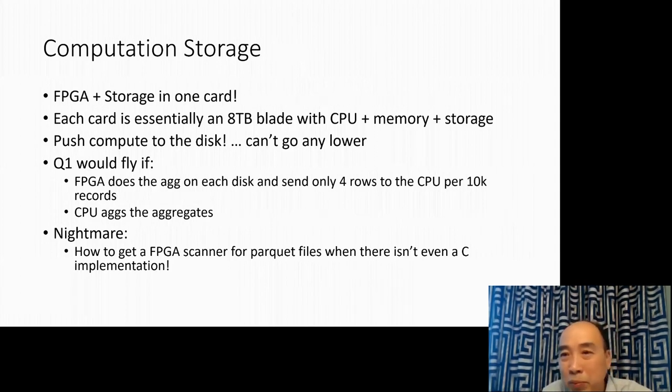So now you can really push the compute to the disk, and you cannot go any lower than that. Our idea is to let the FPGA run aggregation on each disk. But because of the limited memory, you probably don't want to do the whole aggregation there. You may do it until you run out of memory, and then send the partial aggregates to the CPU, and let the CPU complete them. Again, the nightmare scenario is Parquet files, and there's no way in hell that we can get it working in the FPGA.